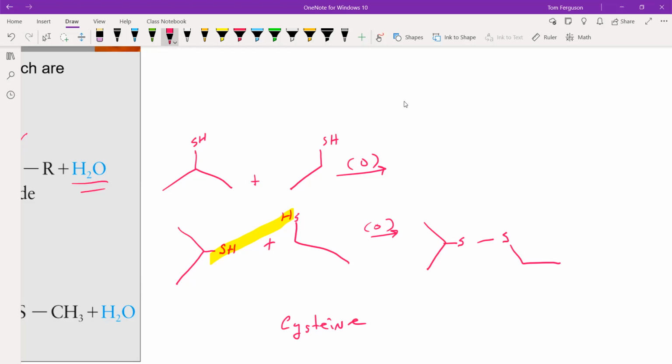It's also why perms stink so much, because you have to reduce this, break the bonds, and we have to oxidize it to remake them. So this is an important one.